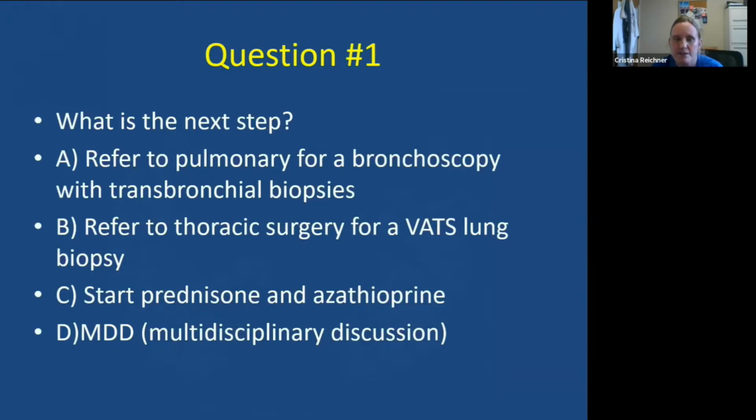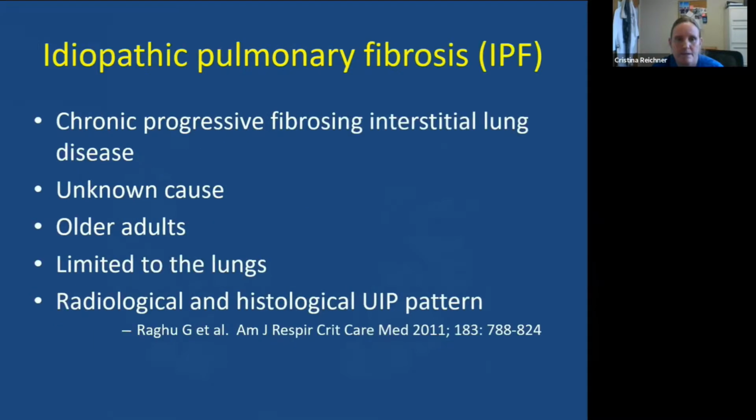So I will go back to this question as we go through. So he basically has what we call IPF, or idiopathic pulmonary fibrosis. It's a chronic progressive disease. We really don't know what causes it. There's a thought that maybe gastroesophageal reflux is involved, but the data there is really not that clear. It affects older adults, males more than females, and it's really a disease that's limited to the lungs.